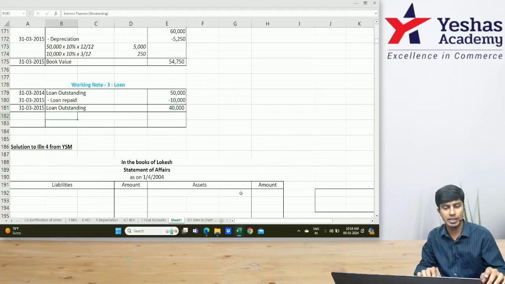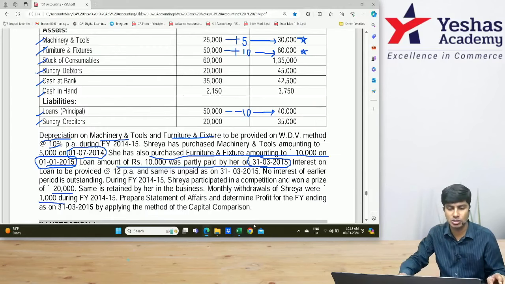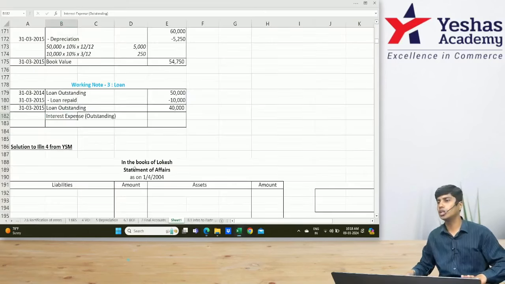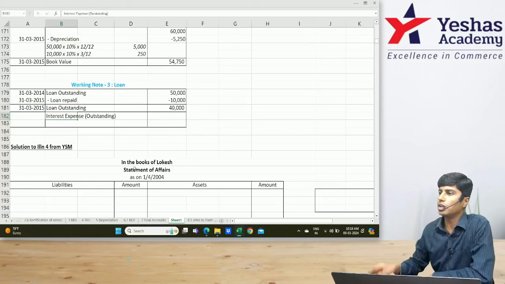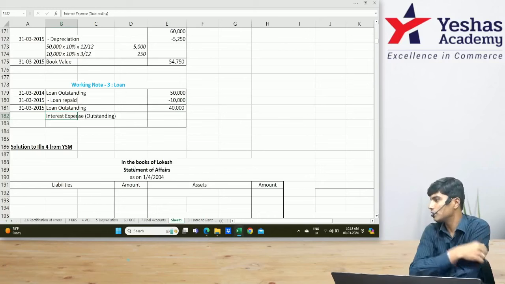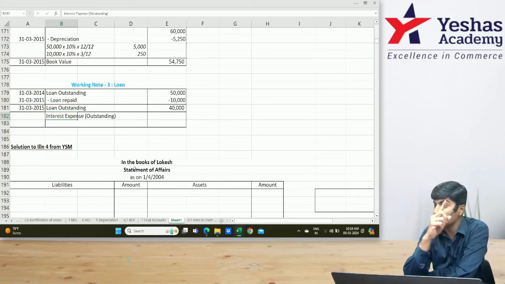Now when I compute interest, at what rate? 12%. Will it be computed on 50 or 40 or 10? I should compute on 50 for 12 months. I should compute on 40 for 0 months. Why? 40,000 is outstanding for 0 months, 0 days in fact. 50,000 is outstanding for 12 months. Total amount, 6,000 of the interest.